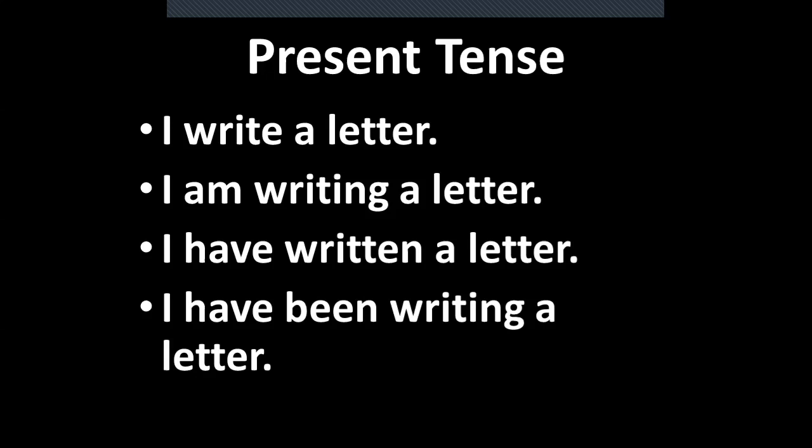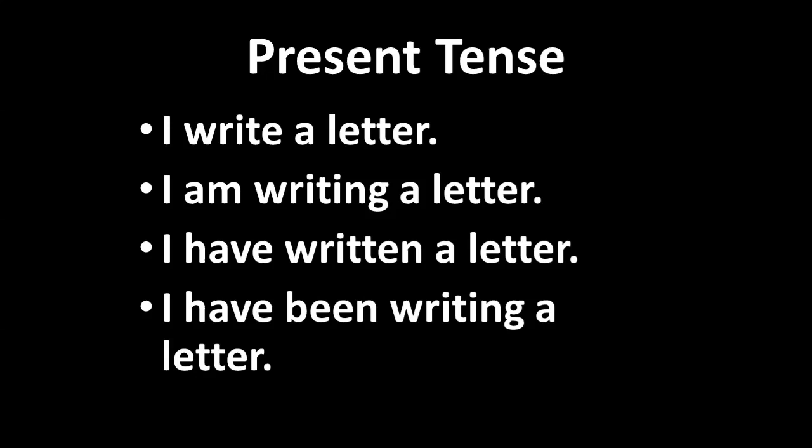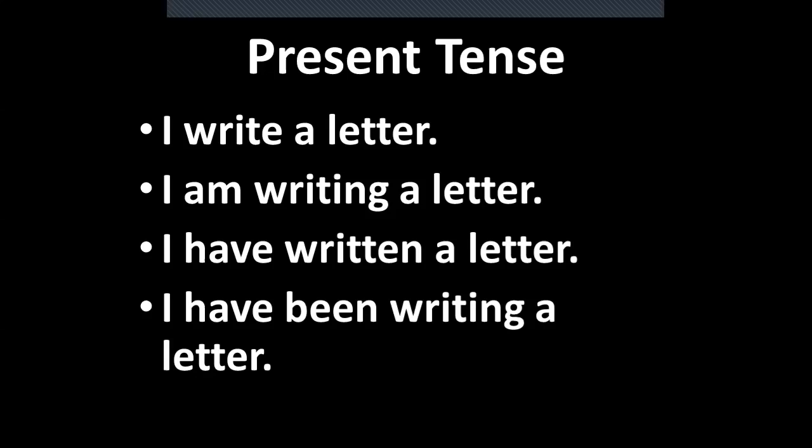Now come to the present perfect tense. If the subject is he, it is: he has written a letter, not he have. With he, she, it, you need to write has. He has written a letter. She has written a letter. It has written a letter. In the same manner, he has been writing a letter.